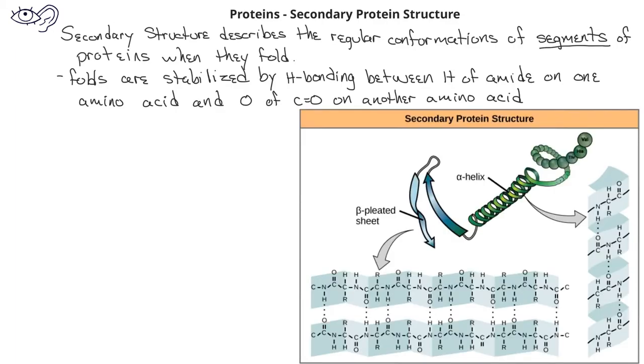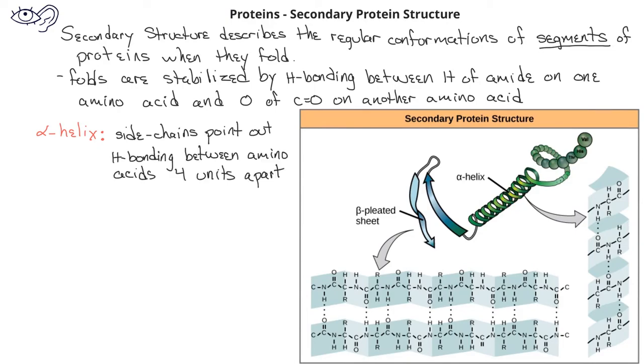In the alpha helix, the R groups or side chains protrude outward, and there's hydrogen bonding between amino acid units that are about 4 amino acid units apart. An example of proteins that have alpha helix components would be proteins that comprise wool or muscles.